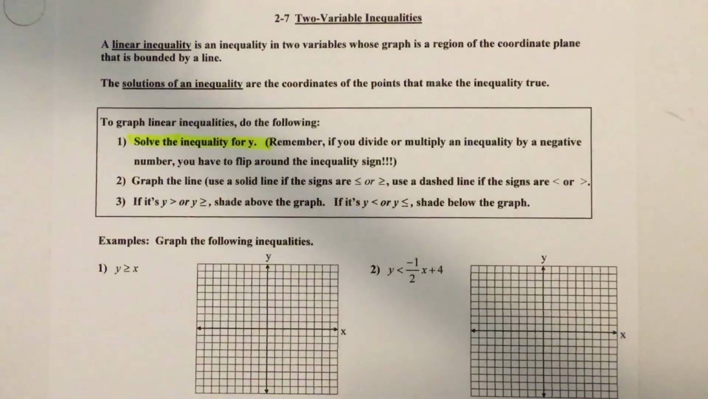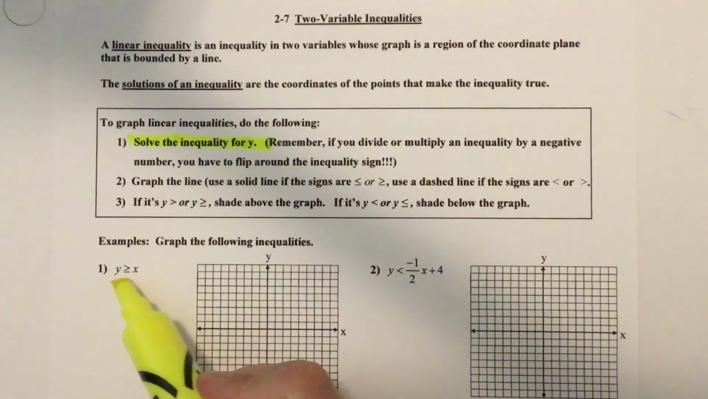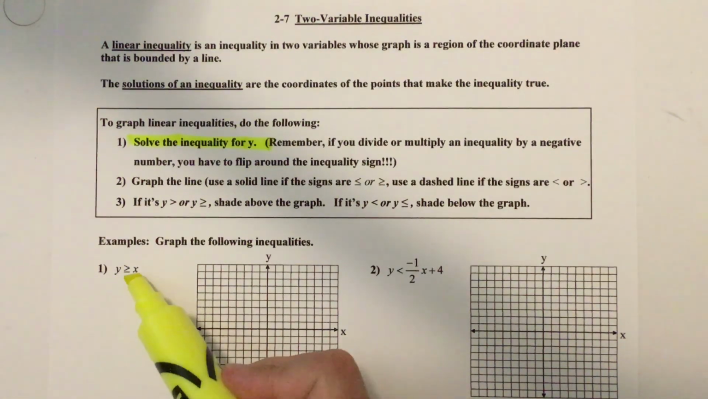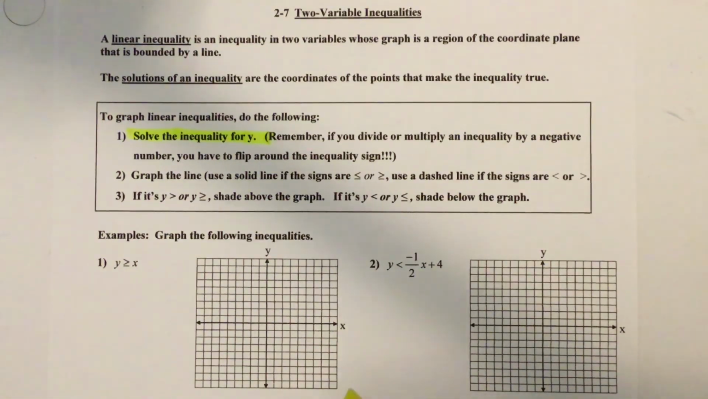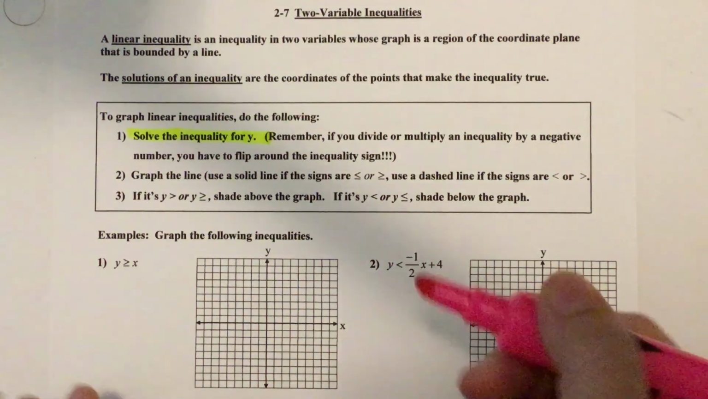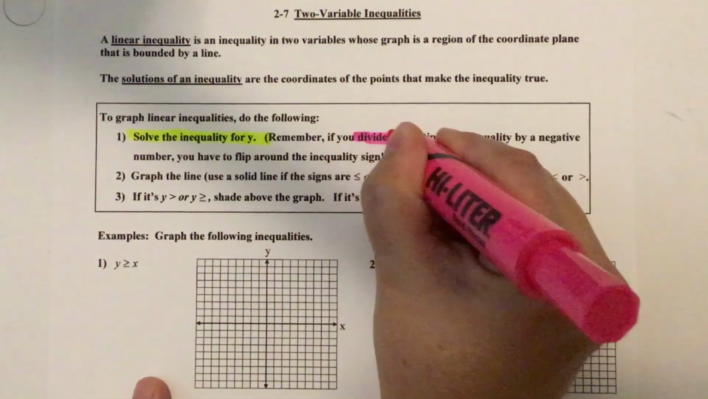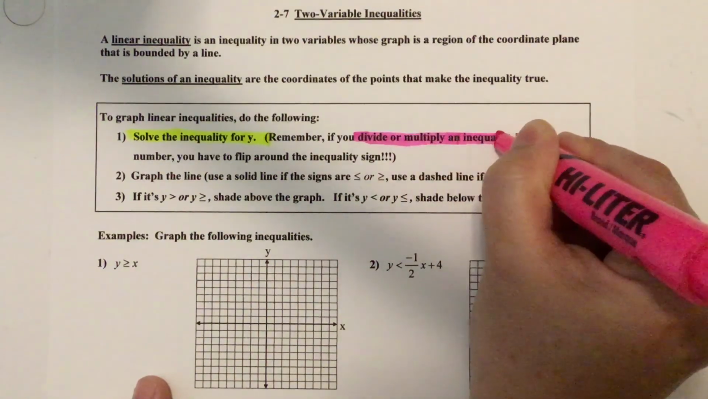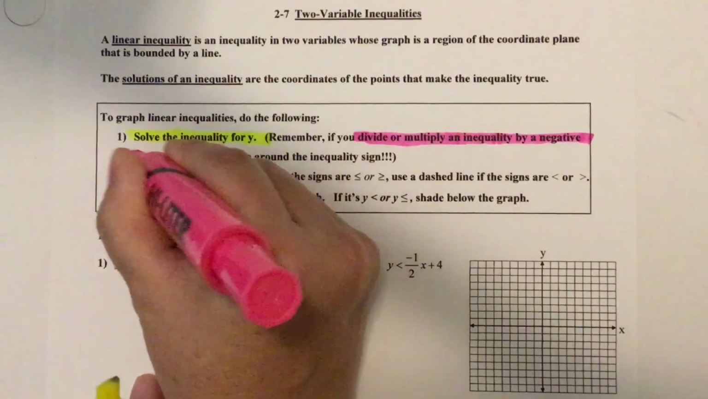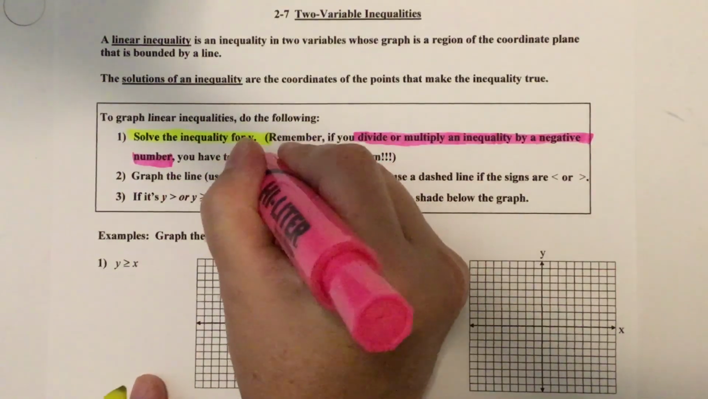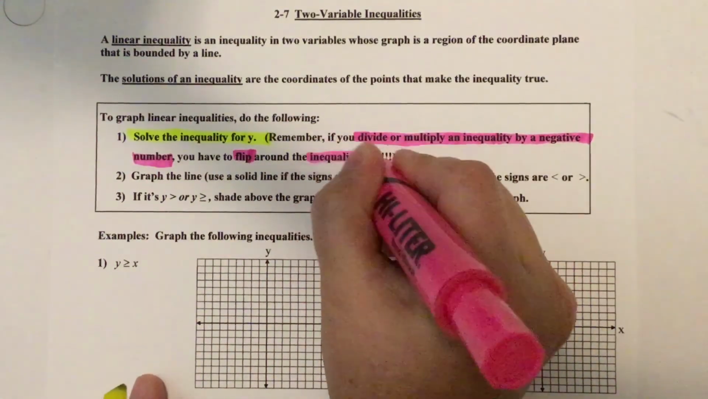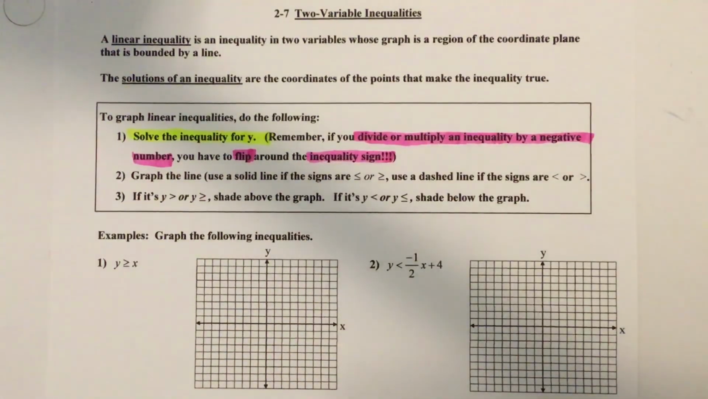the equation is solved for y. So y equals, or y greater than or equal, or y is less than or equal. If it's solved for y, it's ready to go. If it's not solved for y and you end up dividing or multiplying by a negative number, remember that you have to flip your inequality sign. So when solving for y, if you divide or multiply by a negative number, you'll have to flip around your inequality sign.